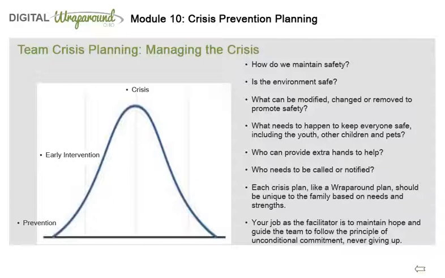In this phase, you will try again, determining which parts have worked and which didn't. Your job as the facilitator is to maintain hope and guide the team to follow the principle of unconditional commitment, never giving up. The first crisis plan is often not the final crisis plan for the family and team. As the team works together or experiences different situations, help the team look at those events as opportunities for learning and adjusting the plan.